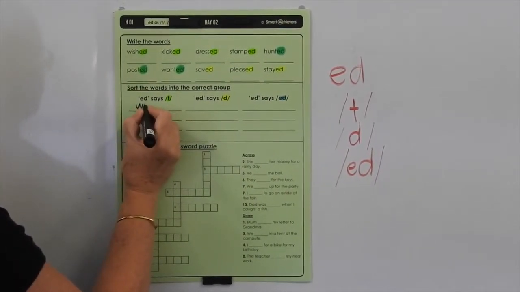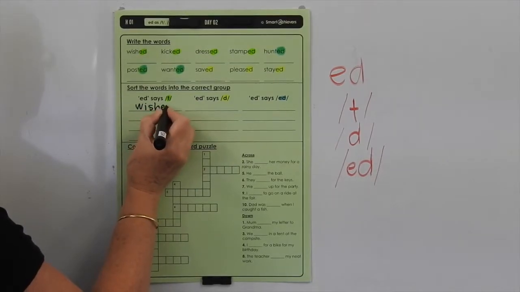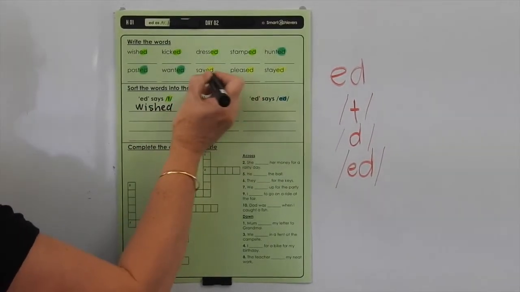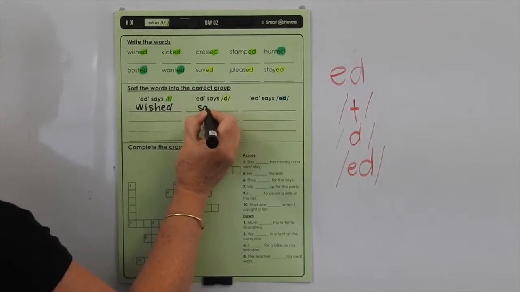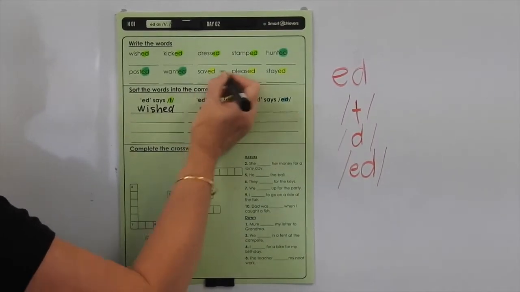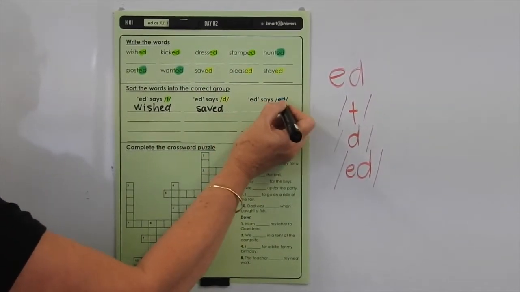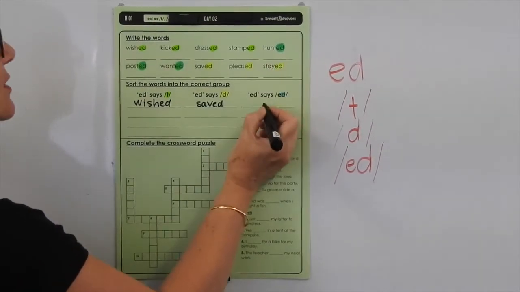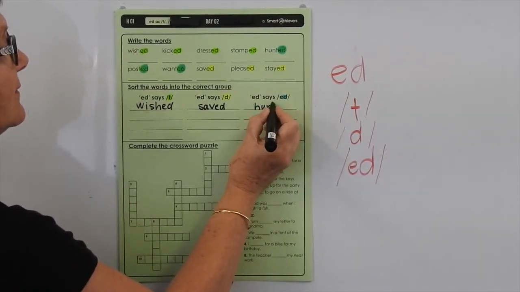So you've got wished would be first. You can fill in the rest of those. We need a D. We've got saved. All those ones that you coloured yellow will go there. And all the ones you coloured blue will go here. So hunted would be the first one there.